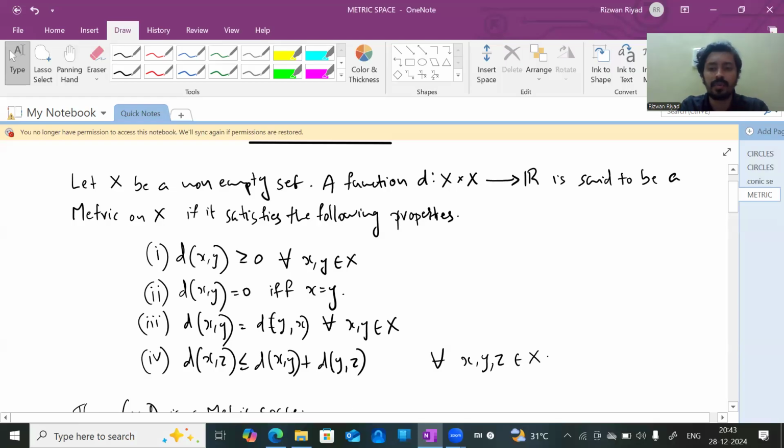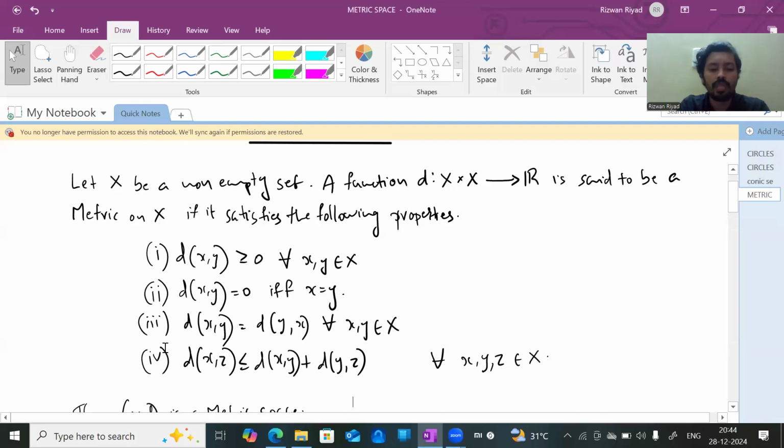It is like a distance. The distance between Mumbai and Bangalore is the same as the distance between Bangalore and Mumbai. If you change the order between them, the distance won't change. Mumbai to Bangalore and Bangalore to Mumbai are both the same. The distance is the same. That is the third condition.